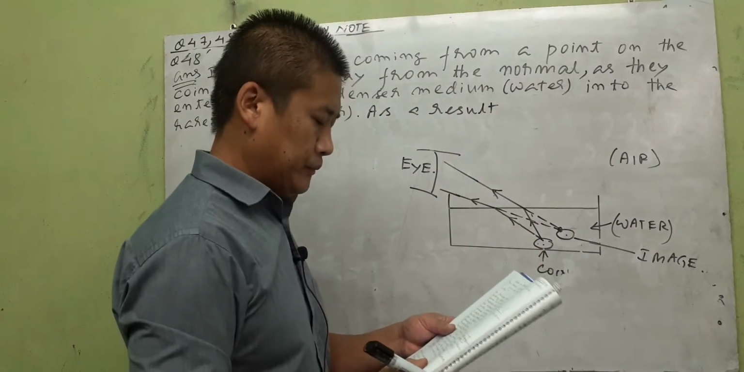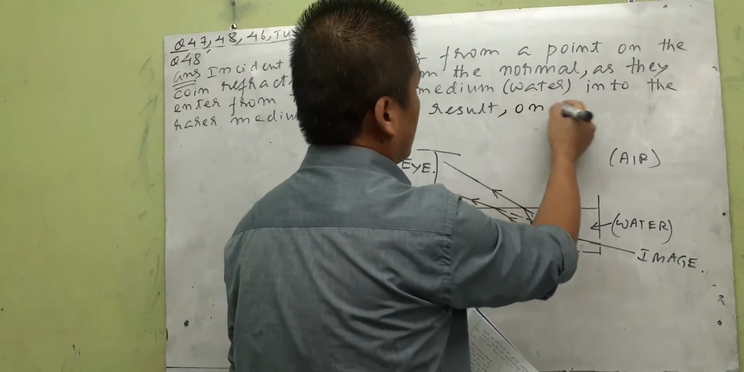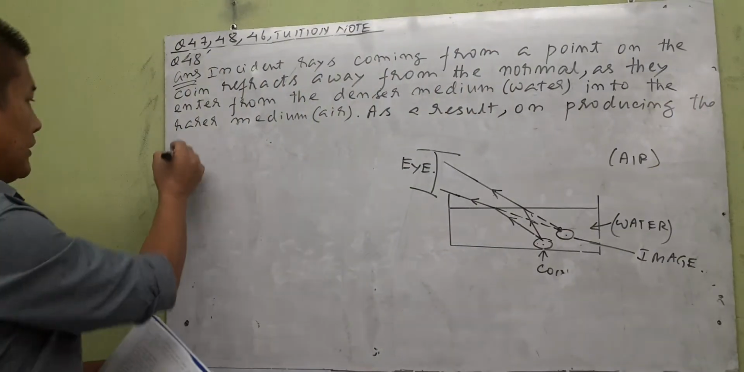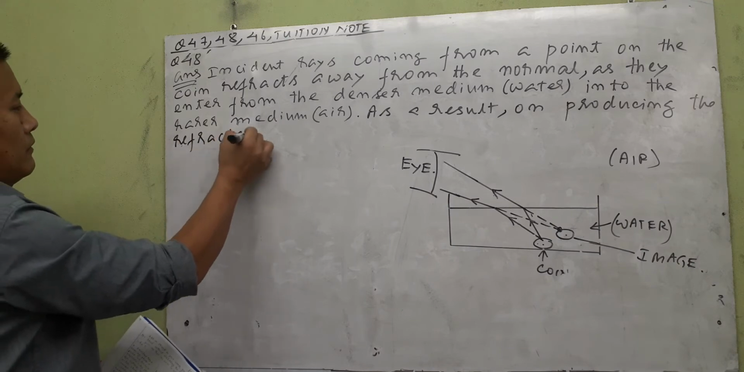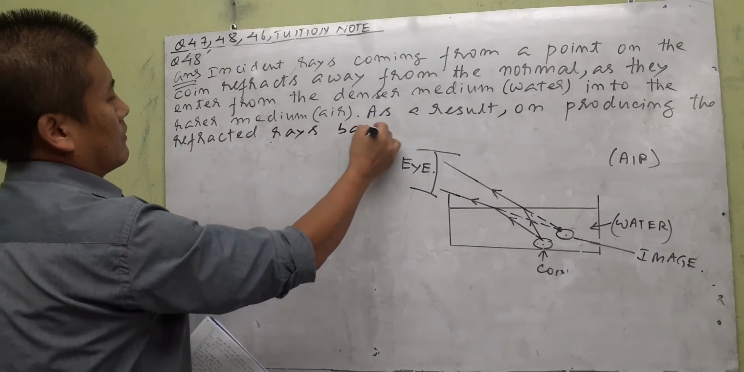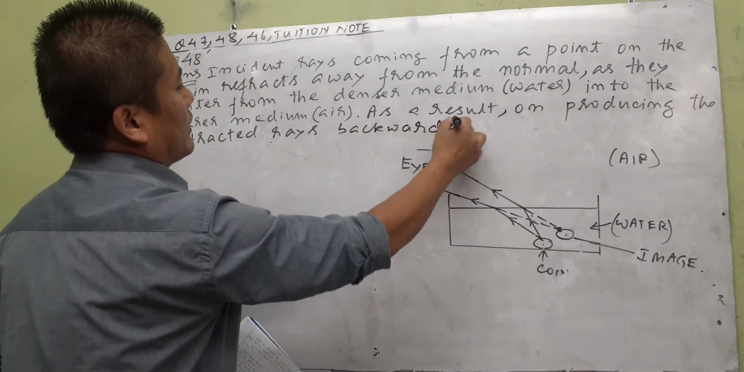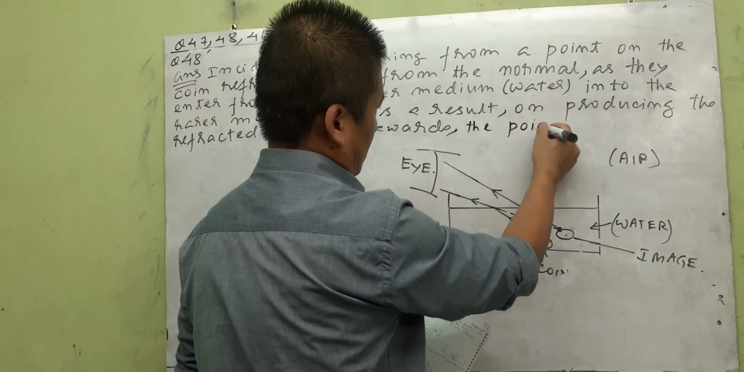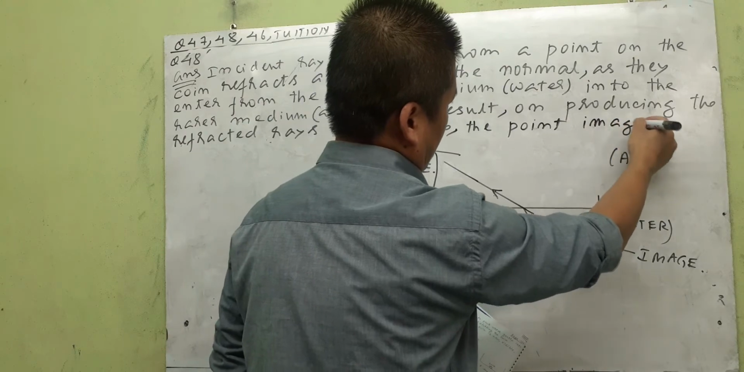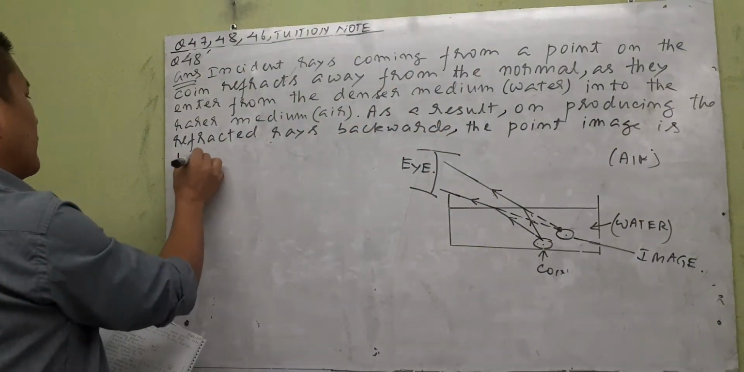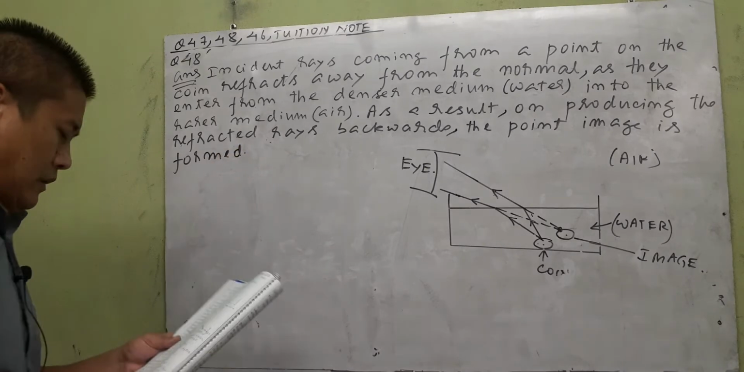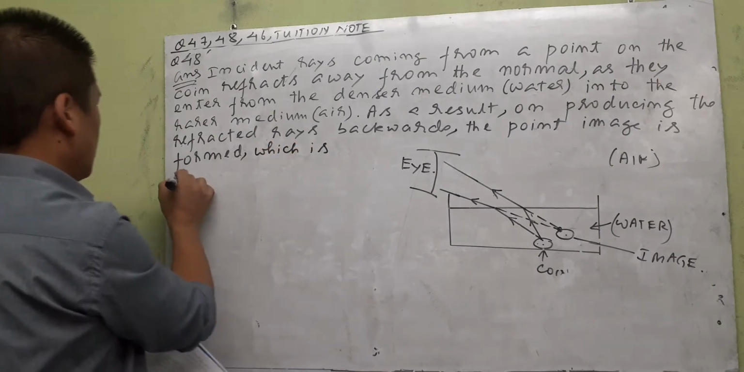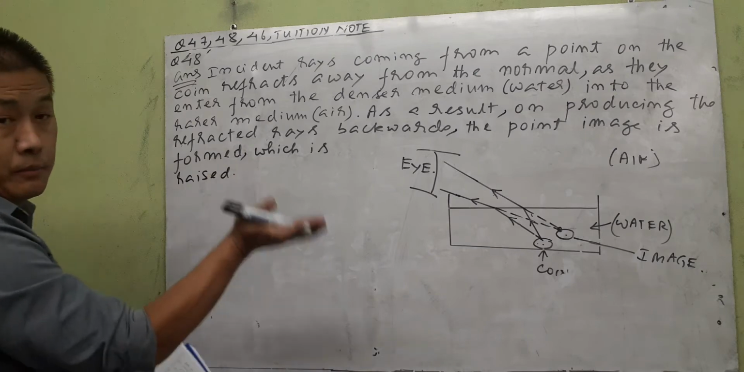As a result of this, on producing the refracted rays backwards, the point image is formed, which is raised above the real coin. The image is above the real coin.